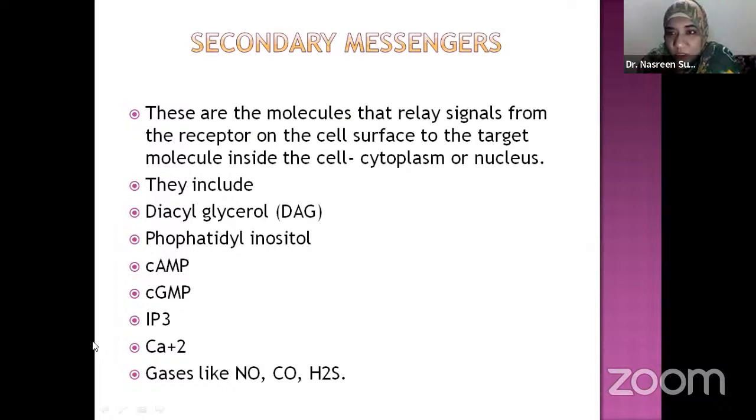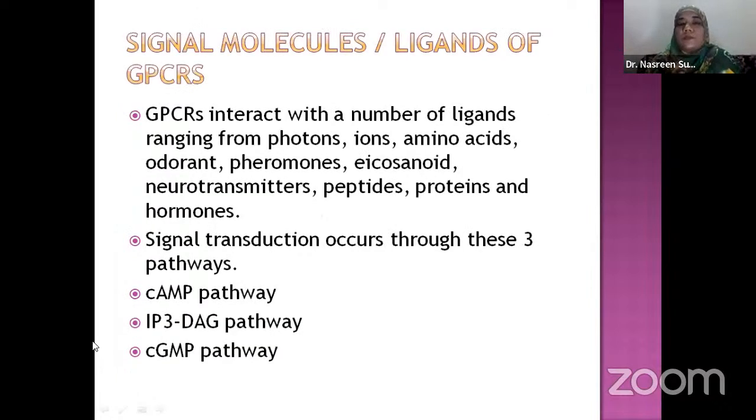So what are the secondary messengers doing? They are carrying the information from the cell surface receptor to the target molecule inside the cell. They are different molecules like DAG, phosphatidyl inositol, cAMP, cGMP, IP3, calcium, and gases like nitric oxide. Now, what are the signal molecules or ligands? Ligands are the ones which attach to the receptor. It can be a drug, photon, ion, amino acid, odorant, pheromone, eicosanoid, neurotransmitter, peptide, protein, or a hormone.